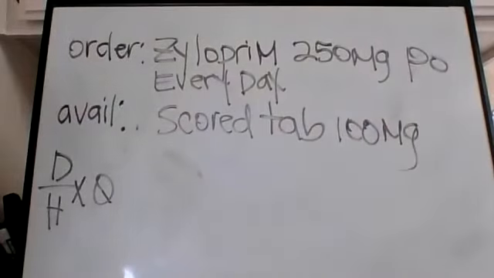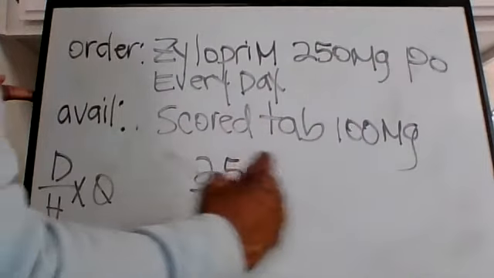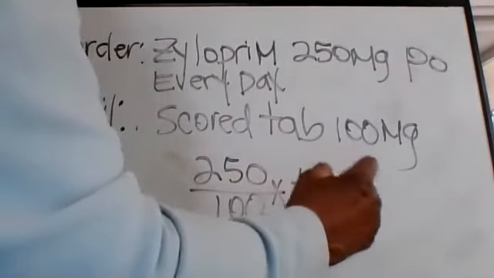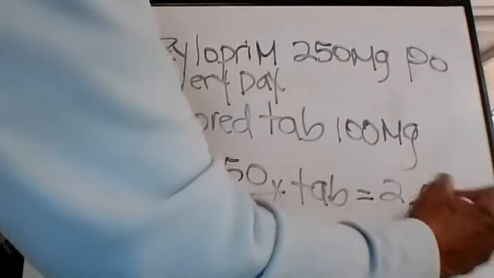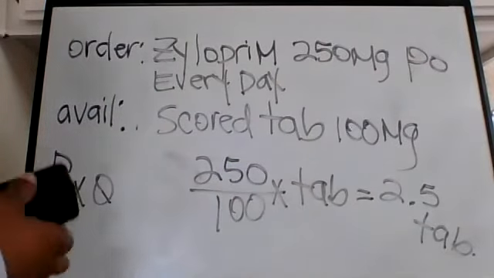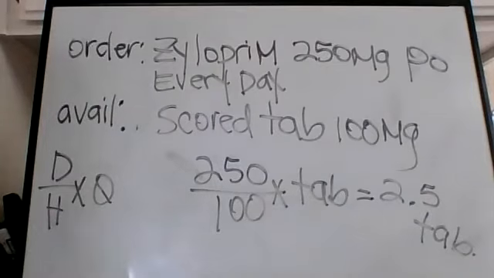This one is very easy. You can pause and work this one out. Very simple, all right? We take the 250 divided by the 100 times tablet, okay? And we know that the answer is 2.5 tabs. If you want to say scored tablets, that's fine too, okay? As long as you got tablet on there, that's what we want, okay?